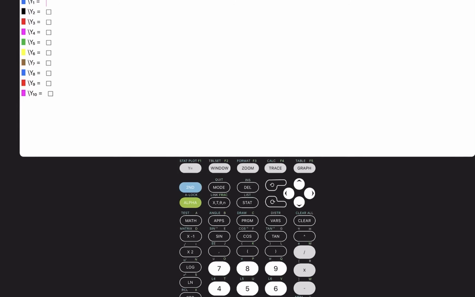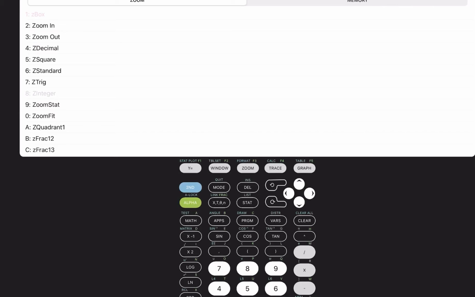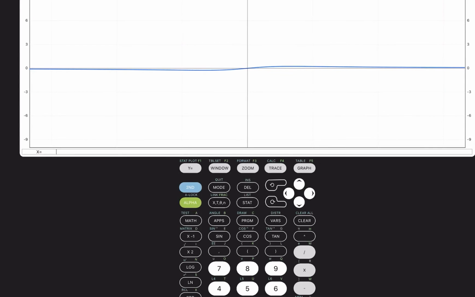All right, so let's put in our function, which is, again, x divided by the quantity, always imply parentheses in numerators and denominators, x squared plus 4. So this is our function, and as we take a look, I'm just going to go to Zoom Standard, so number 6.